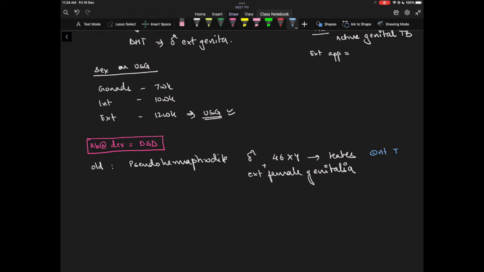This happens due to either absence of testosterone or deficiency of 5 alpha reductase enzyme, because testosterone will not be converted to dihydrotestosterone, which is responsible for the formation of the external genitalia of male. Hence the genitalia will be female external genitalia.